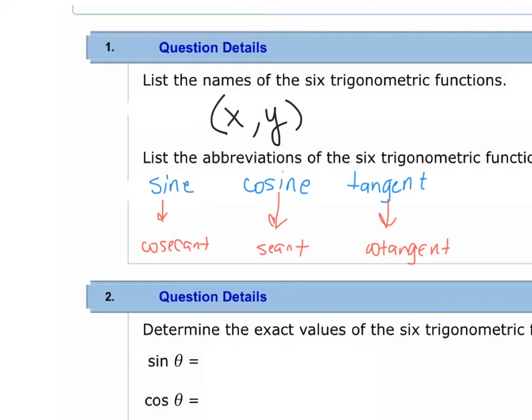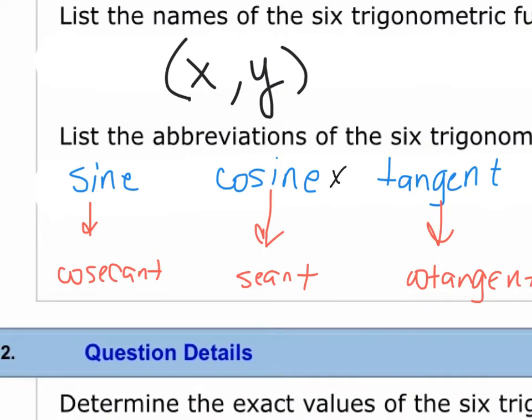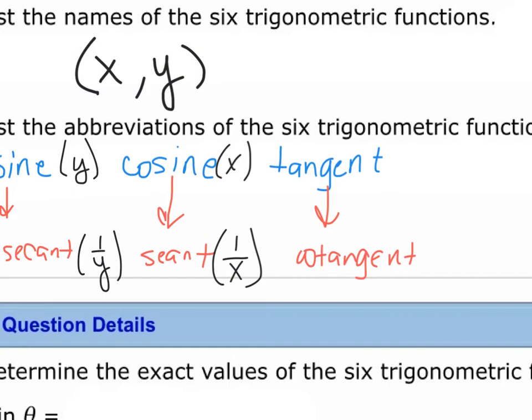What corresponds with the x value? Sine, cosine, or tangent? Cosine. So my x value of the ordered pair is my cosine. So 1 over x is my secant. My sine value is y. My cosecant is 1 over y. Tangent is one where you have to do a little bit of work. But tangent is y over x, right? So cotangent is x over y.